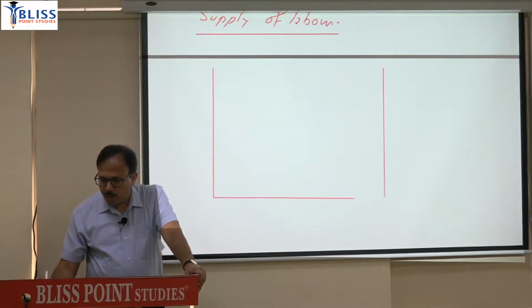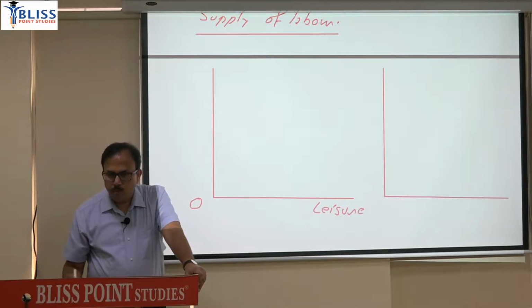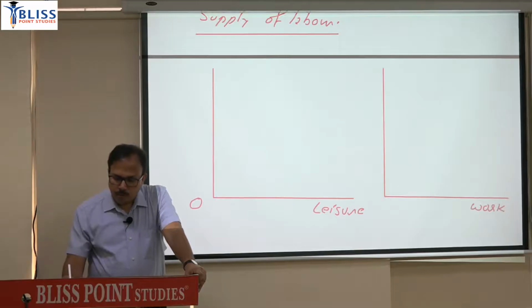You can draw a two-part diagram like this. On the x-axis here write down leisure, and on the right side write down work. On the vertical axis here write down income.